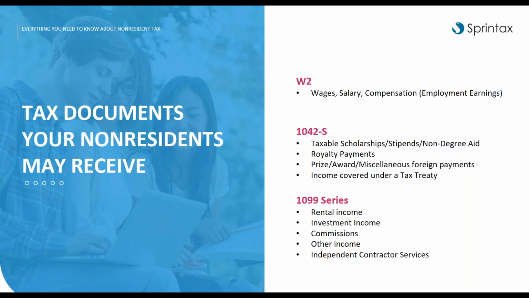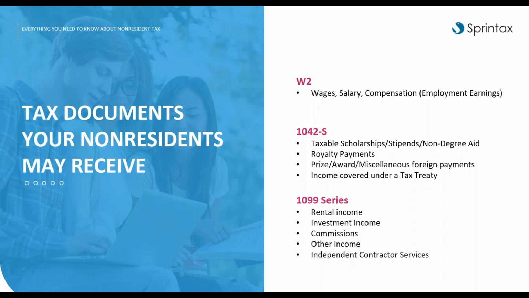Next up then is the 1042-S document. And the 1042-S document generally covers that taxable stipend or grant or scholarship that I mentioned a while ago. So again, if you have a scholarship that covers areas outside of tuition, this is where that scholarship will be reported to you.